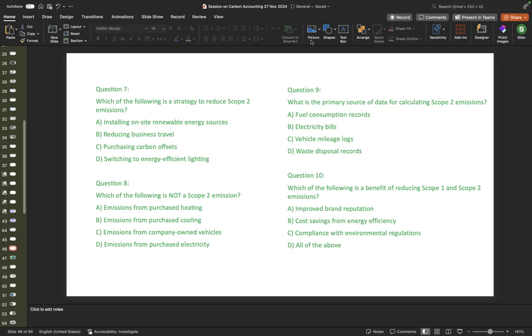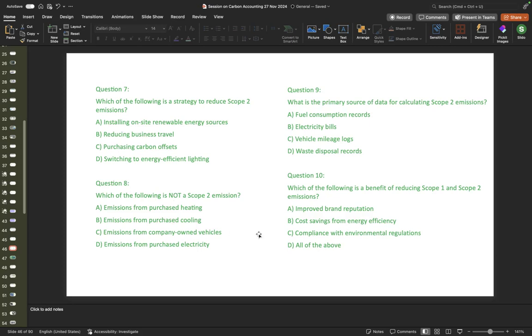Question number 8, everyone. Which of the following is C. Very good, very good. इसमें कोई डिस्कशन ही नहीं है, राइट. नॉट है, जस्ट दैट वाज द ट्रिक. Okay, question number 9. What is the primary source of data for calculating scope 2 emission? Primary source क्या होता है? Electricity bills. Electricity bill. Absolutely.